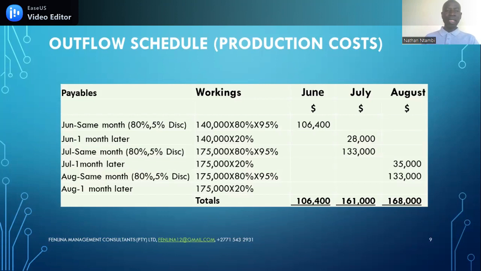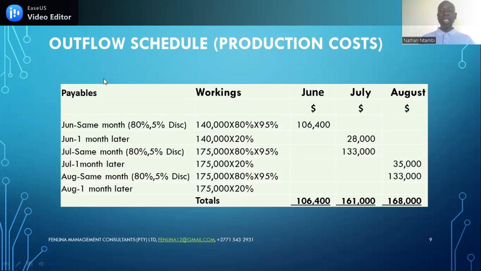August, same month, is going to be 175,000 times 80% times 95% because it is payable in the same month, which gives us 133,000. The August, which is a month later, will not appear in the August payment schedule because it's supposed to be paid in September. And that's why we don't see that amount in our records.